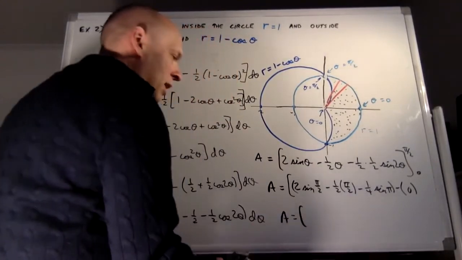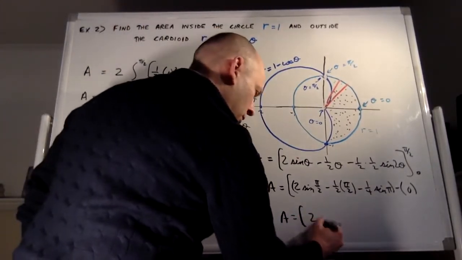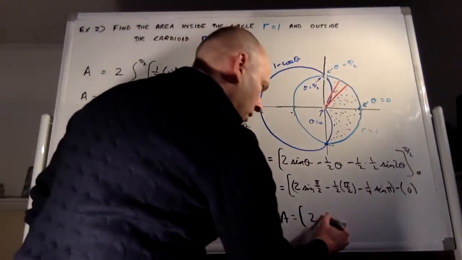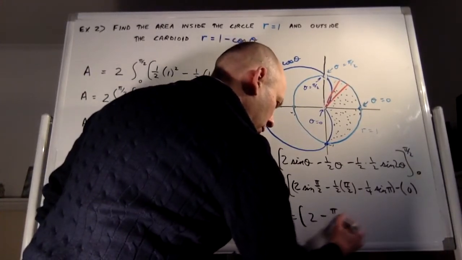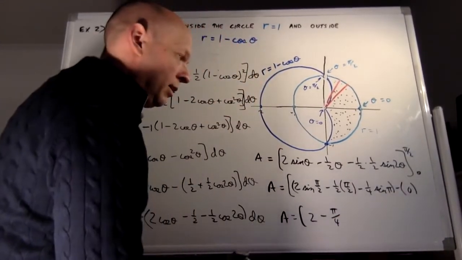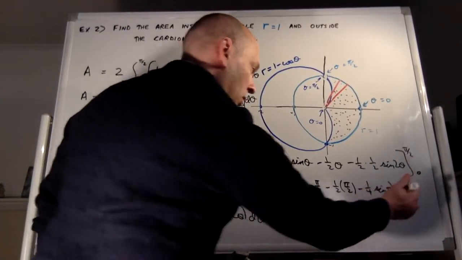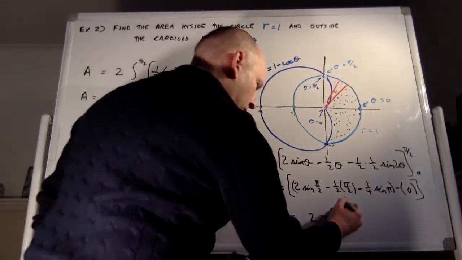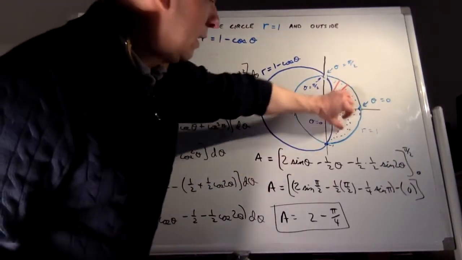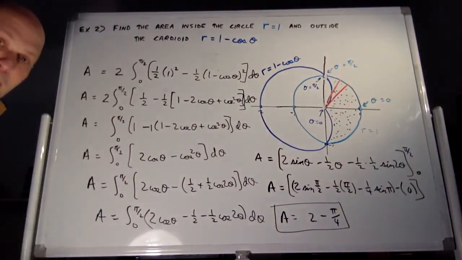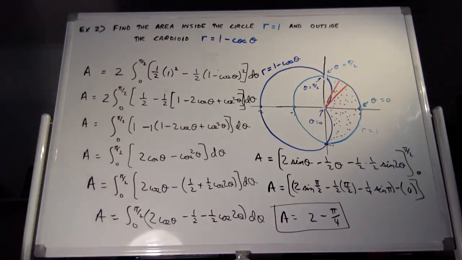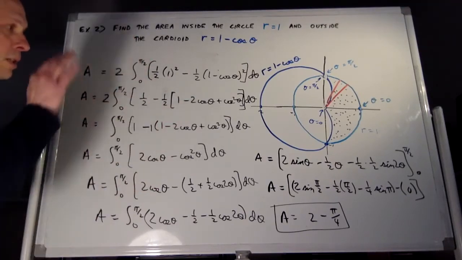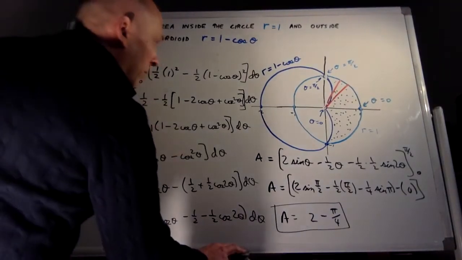So we have 2 times the sine of pi over 2. That's 2 times 1. And then minus 1/2 times pi over 2. That's pi over 4. And the sine of pi is just 0. So it turns out that I think that's going to be our answer here. The area of this really cool looking region is exactly 2 minus pi over 4. Okay, I do want to show you an alternate approach to this very same problem. So let's take a look.